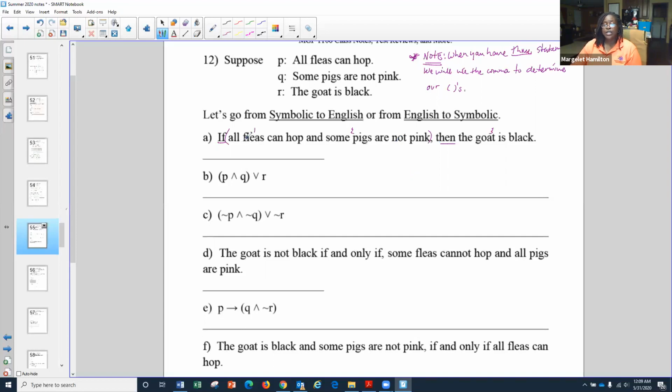Let's take a look here. I just wanted to point out these things. I'm going to erase now. Think about what's happening. Okay. All right, now to analyze it. Now, all fleas can hop. This is our P.